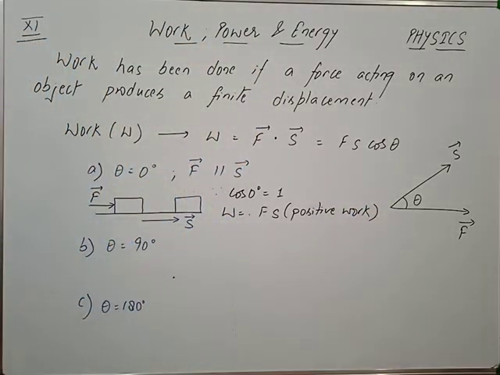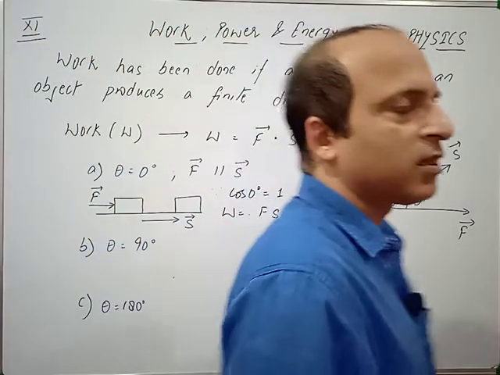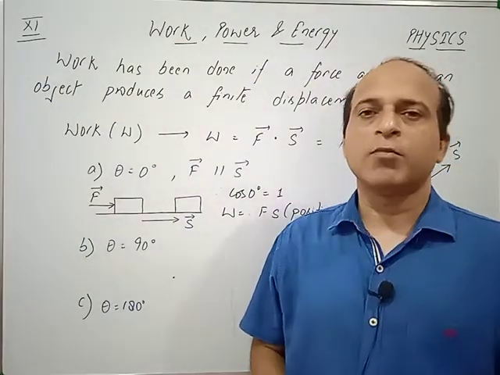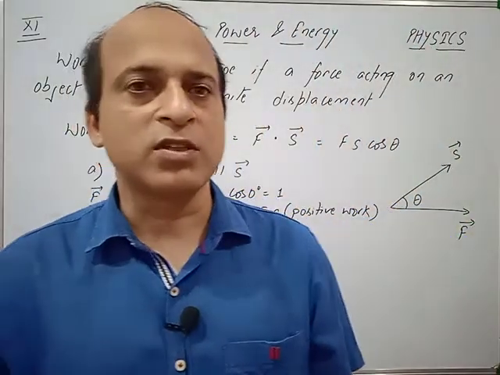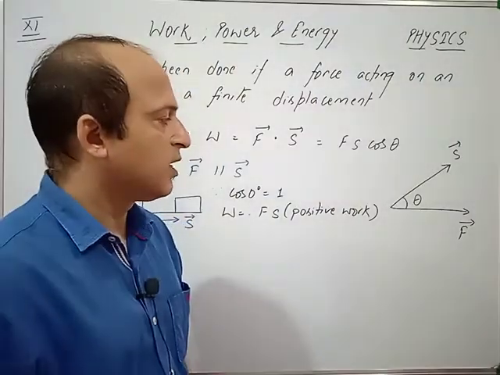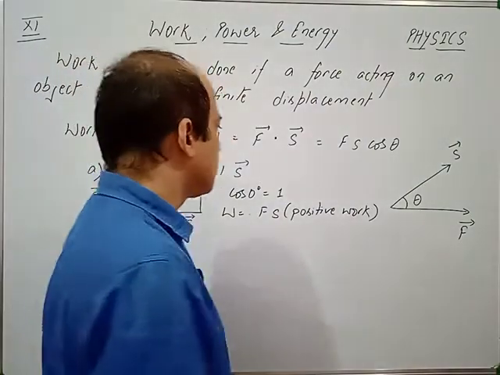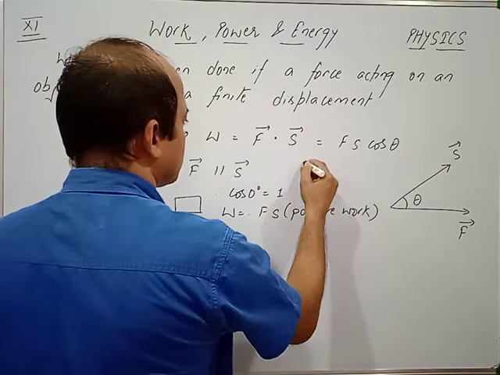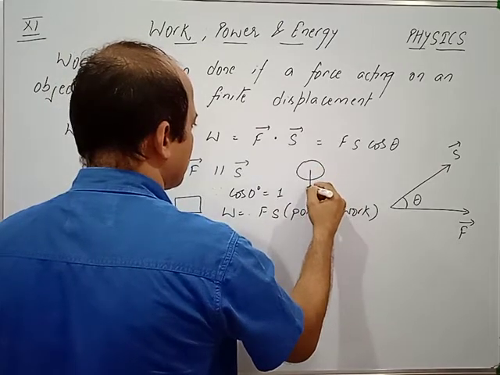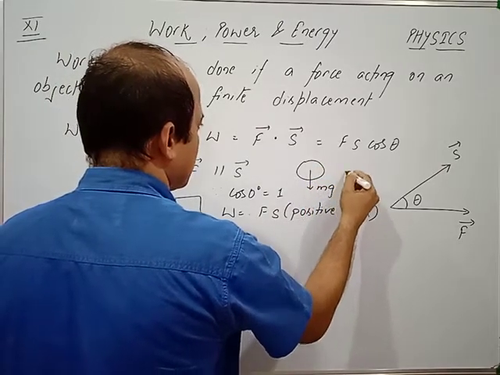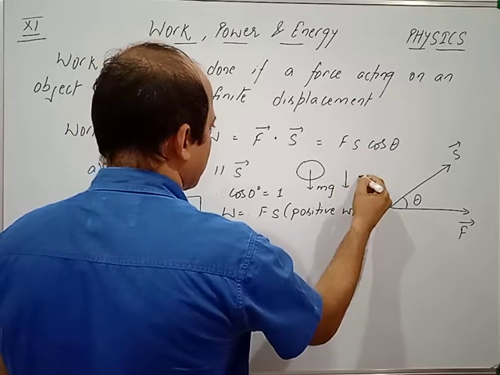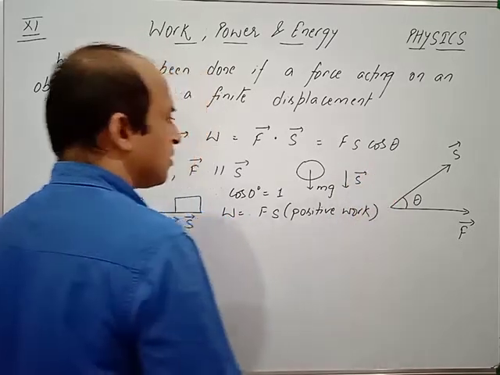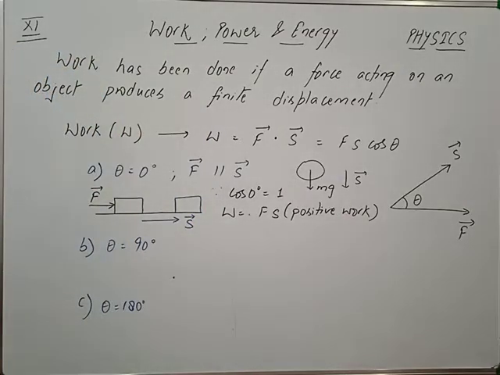For example, suppose we talk about a ball falling under gravity. Let's take a practical example. What happens when a ball is falling under gravity? The force, that is the weight of the ball, mg, is acting in the downward direction. Consider this diagram. Suppose there is a ball which is falling under gravity. The weight of the ball is acting in the downward direction, mg, and the displacement of the ball is also taking place in the downward direction. So you can see force vector and displacement vector are parallel to each other in this example. Hence, the work done will be positive.